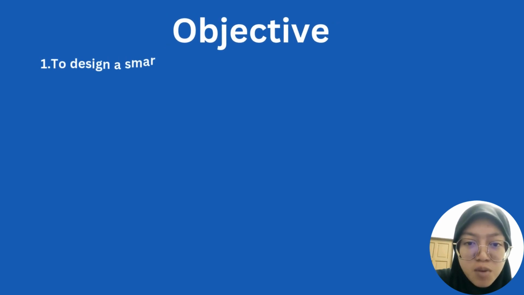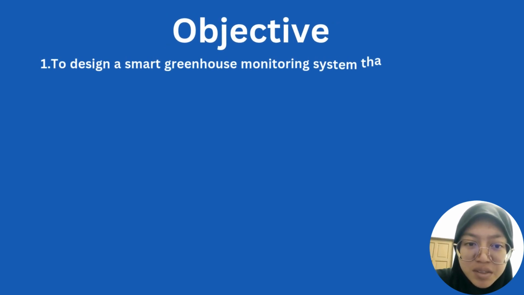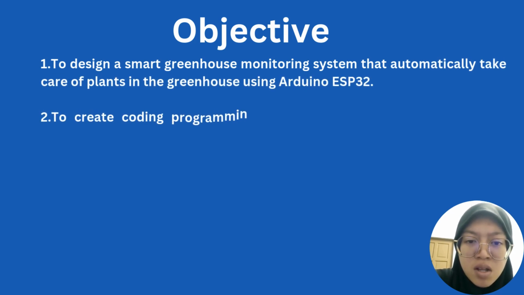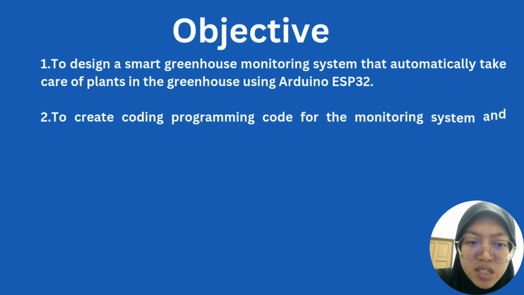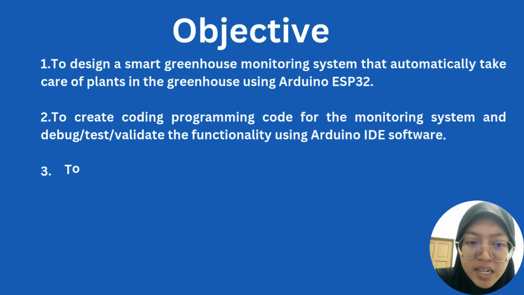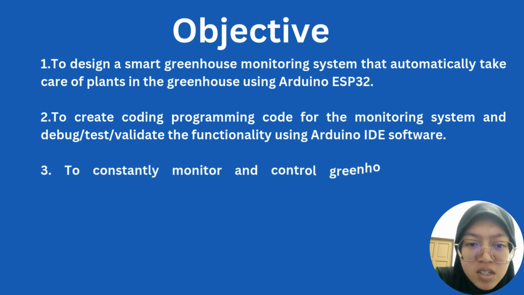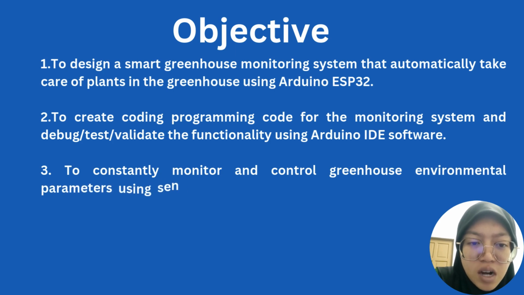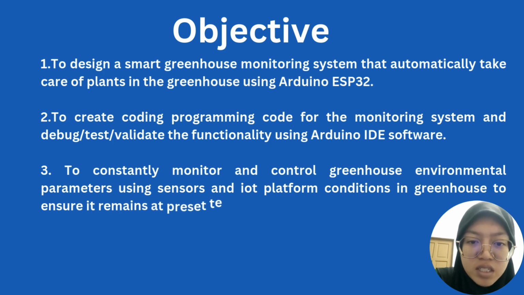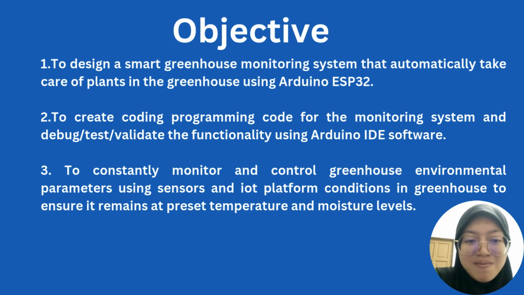The objective of this project is to design a smart greenhouse monitoring system that automatically takes care of plants in the greenhouse using Arduino ESP32. Second, to create the programming code for the monitoring system and debug, test, and validate it functionally using Arduino IDE software. Third, to continuously monitor and control greenhouse environment parameters using sensors and an IoT platform, to ensure it remains at the preset temperature and moisture level.